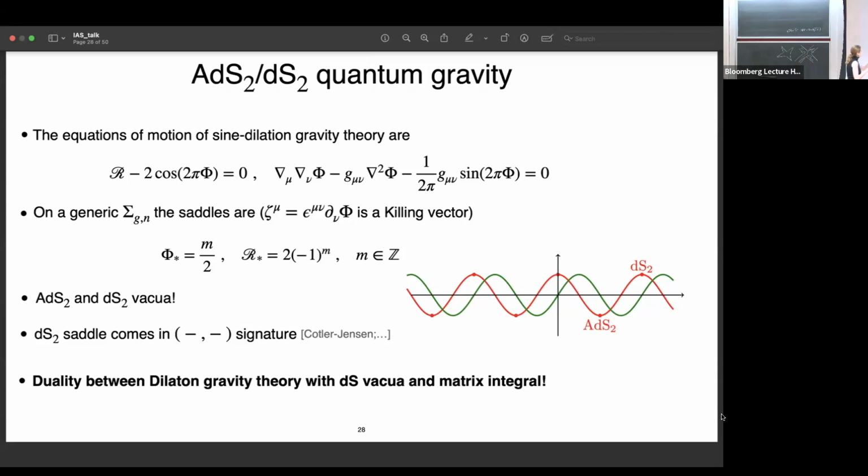And very interestingly, if you plug this phi star into these equations of motion, then you find that the Ricci curvature is oscillatory. So you find that the Ricci is either +2, -2, +2, -2, and so on. So you basically find a dilaton gravity theory which has both AdS2 and dS2 saddles. Okay, let me stress, the dS2 saddle comes with a negative signature, so you need to flip the sign of the metric.